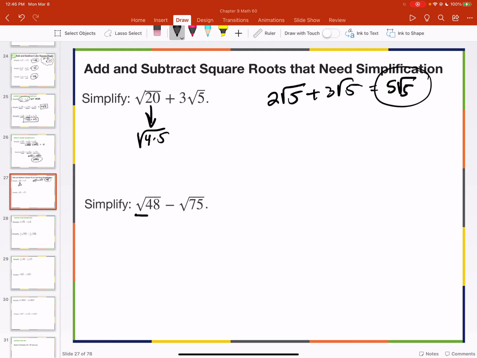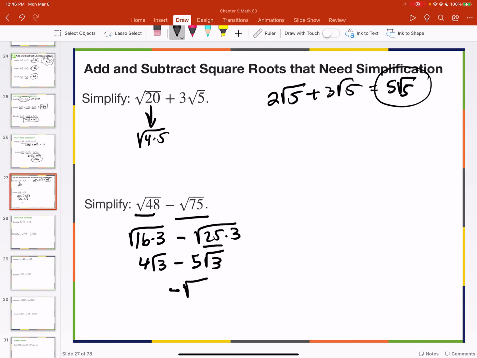And then here we have square root of 48 minus square root of 75. Let's reduce this. Square root of 48 is 16 times 3 minus square root of 75 is 25 times 3, right? So square root of 16 is going to be 4 root 3 minus, and then square root of 25 becomes 5 root 3. So your final answer would be negative square root of 3, because we know that the 1 is implied here.